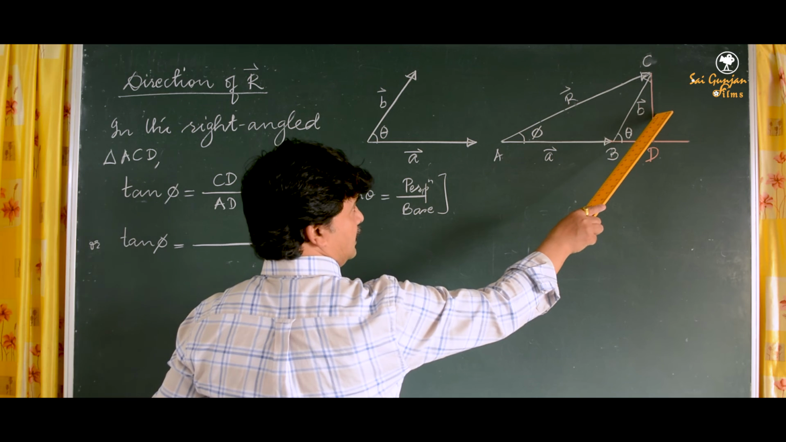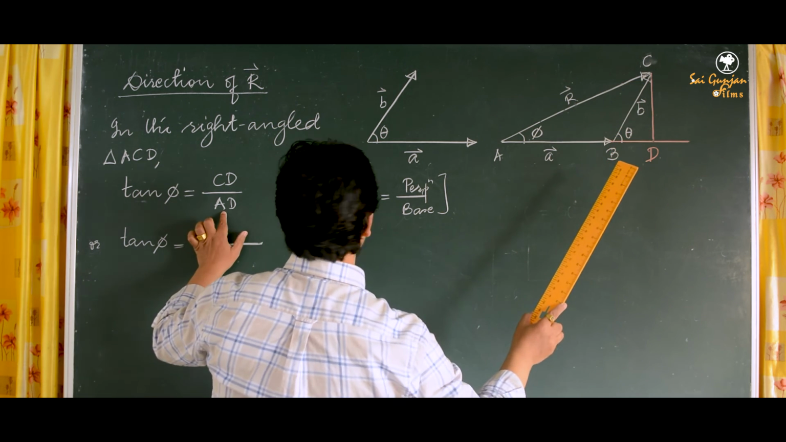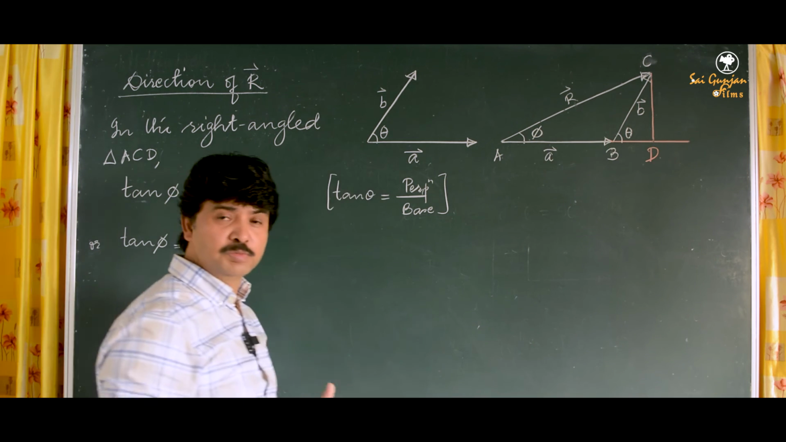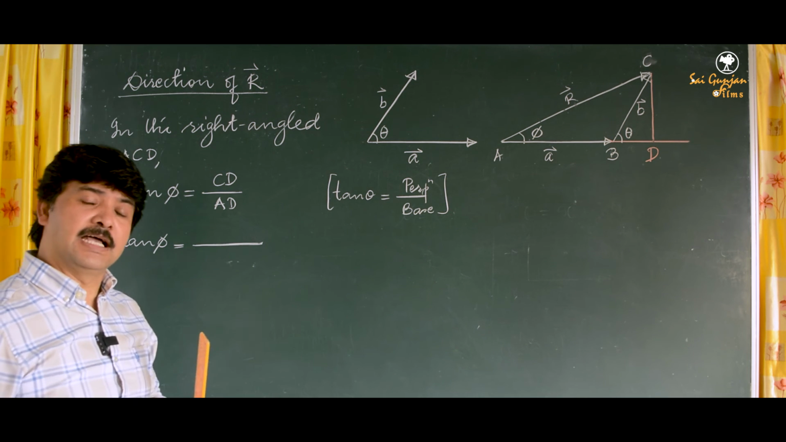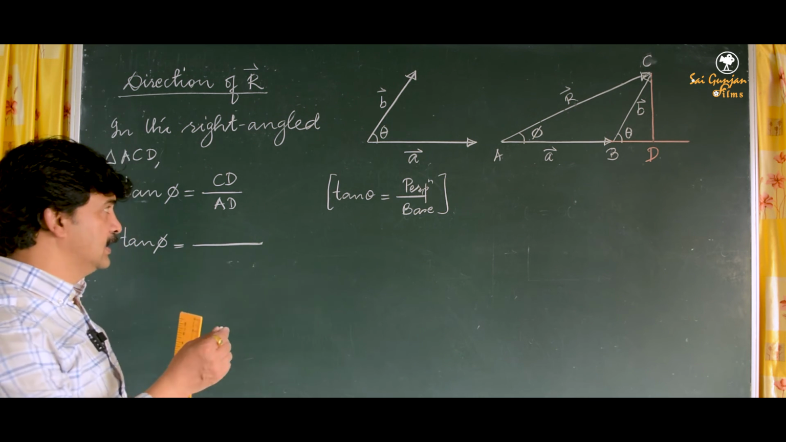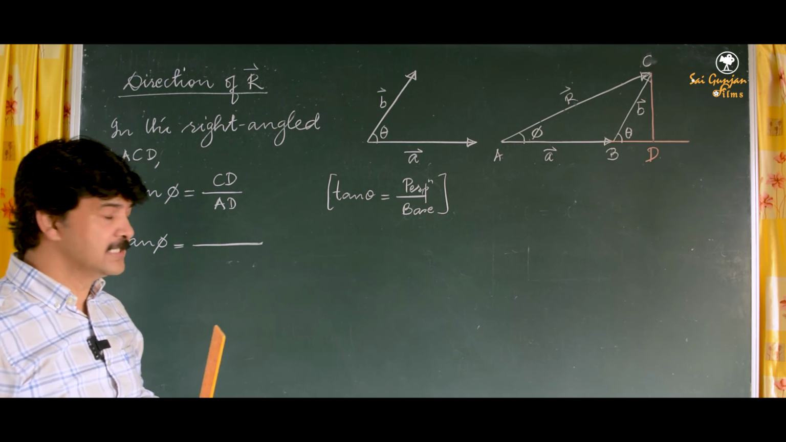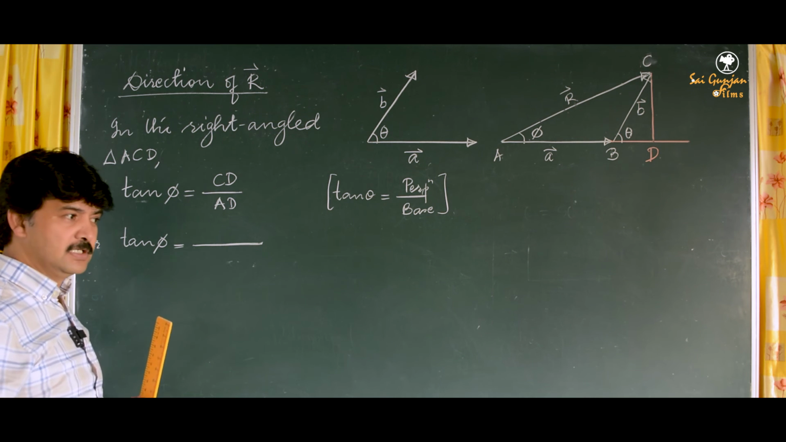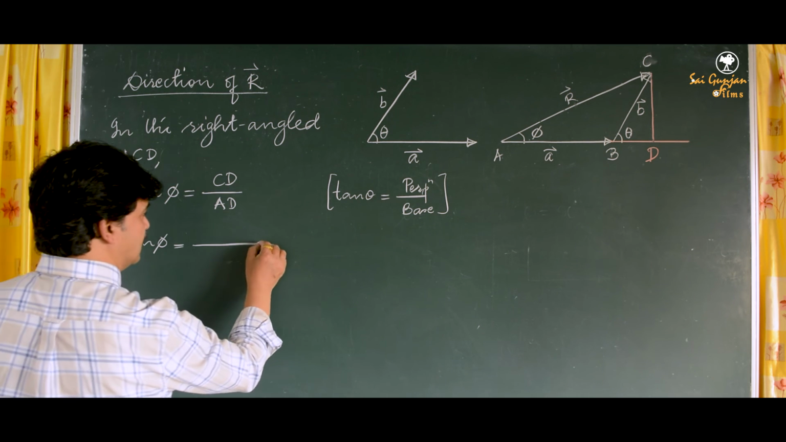Now CD, where is CD? Here you have CD, and what's the value of CD? There is no value of CD. And what is AD equal to? AD also has no proper value as such, isn't it? Now in the previous case, I told you how to convert an unknown into known, isn't it? Taking the help of that cos theta. Now here I will tell you another way to convert unknown to known. So this is how it is done.